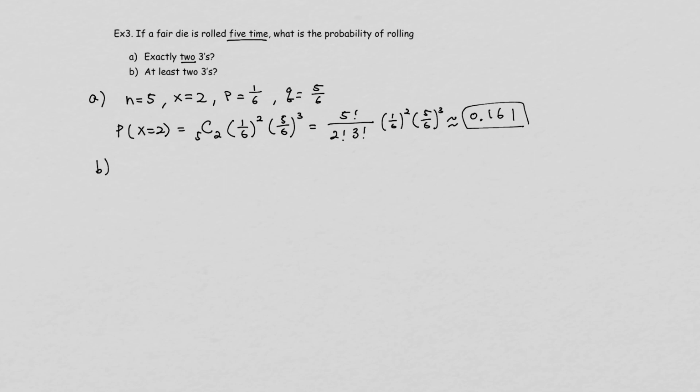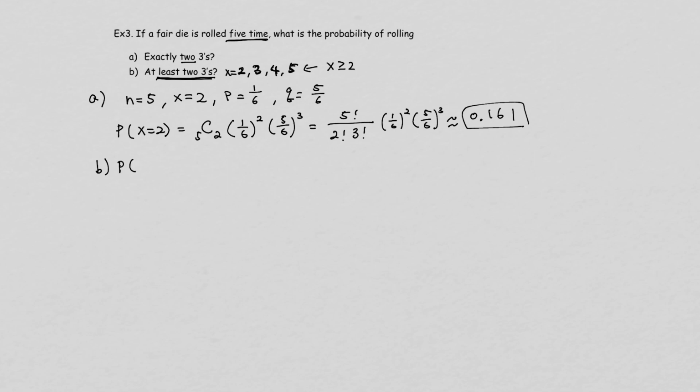So let's look at the second one. This time it's asking at least 2. When it says at least 2, x can be equal to 2, but also 3, 4, and 5, because you're rolling 5 times. You could have a 3 two times, three times, four times, five times. That's what at least means, right? So you could say x is greater than or equal to 2, right?